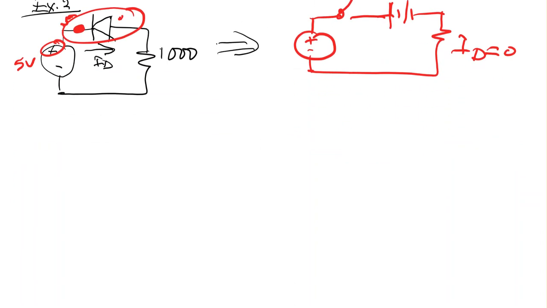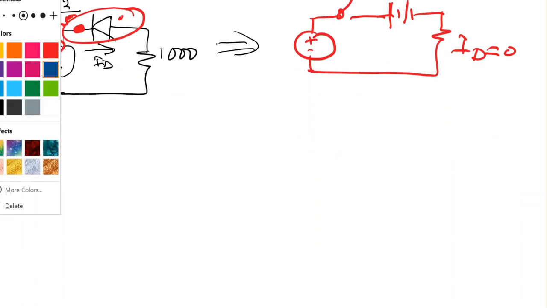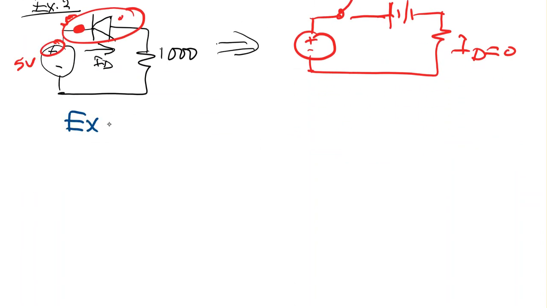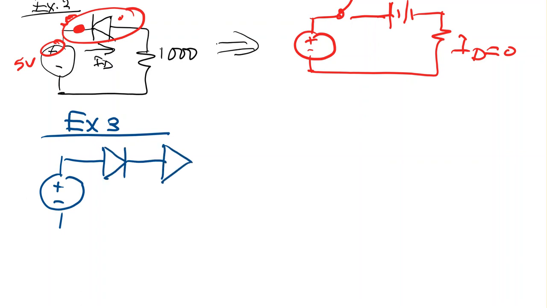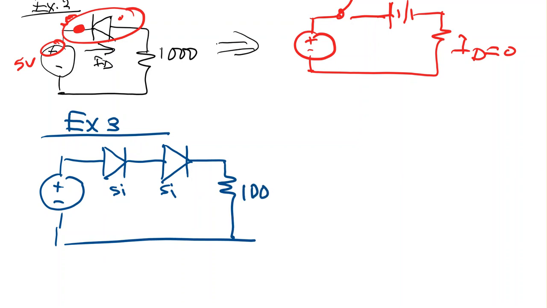Let's have one more example, example number 3. I have this circuit. I have 2 silicon diodes that are connected in series, so both are silicon, and they are both connected to a resistance of 1000 ohms. And again, what will be, as an example, the voltage at this point here?